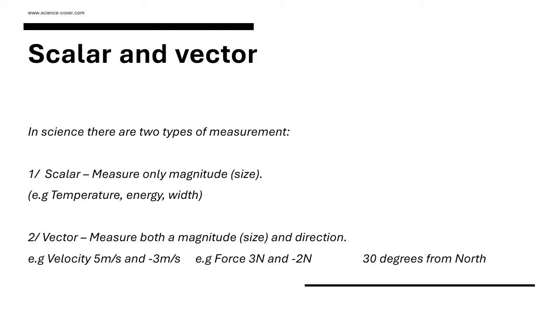The second type of measurement is a vector quantity. This gives us information on both magnitude or size and direction. For instance, we could measure a velocity as 5 meters per second or minus 3 meters per second. Having the positive or minus symbol tells us which direction the object is heading. Having a force of 3 newtons or minus 2 newtons, again having a positive and negative symbol tells us that these forces are acting in opposite directions. Or we could make a statement about direction, for example 30 degrees from north.